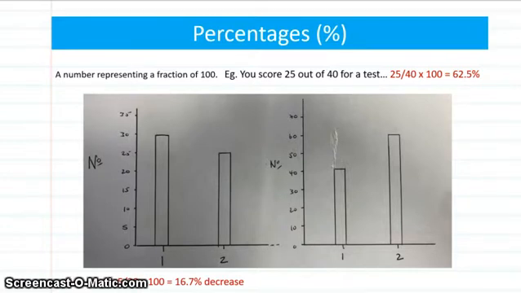Now on this graph, the second graph, this is showing a percentage increase. So the first value is 40 and it increases to 60. So what is the percentage increase from 40 to 60? It's the percentage of the original value, 40, that you represent as a percent. So it's increased by 20 out of 40. So 20 divided by 40 times 100 is a 50% increase.